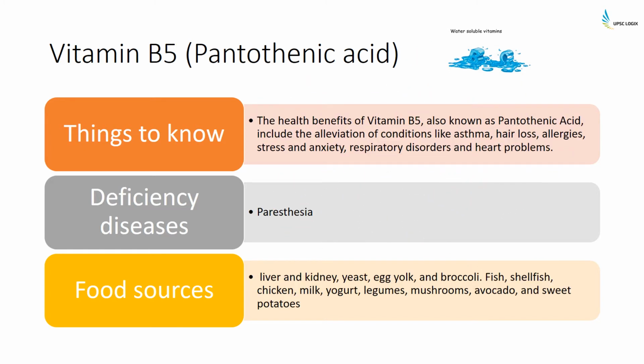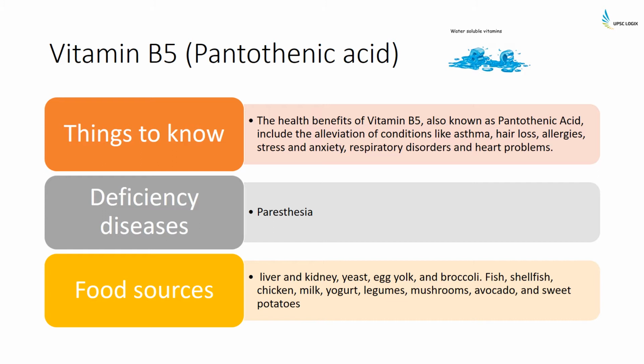Let us have a look at vitamin B5, also known as pantothenic acid. The health benefits of this particular vitamin are that it alleviates conditions like asthma, hair loss, allergies, stress and anxiety, respiratory disorders, and heart problems. So this is an extremely important vitamin for our healthy living.